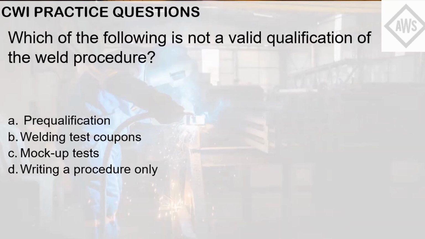Letter C, mock-up tests. If there are constraints at site that need a mock-up, it will be tested in accordance with the actual site conditions, because maybe the welding position is too tight, or the clearances, etc. So you need a mock-up for that. Even though the code or standard does not require mock-up tests, if the employer or the owner requires it, you will need a mock-up test specified in the procedure qualification. So that is a valid qualification of the weld procedure.